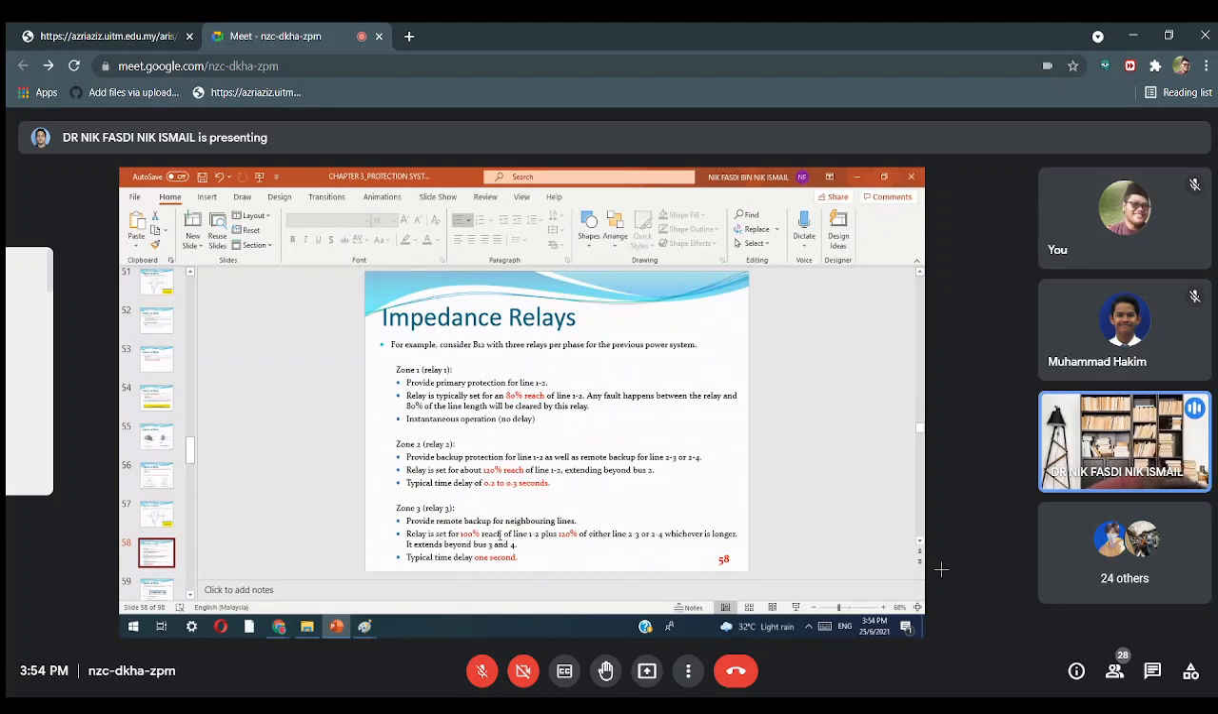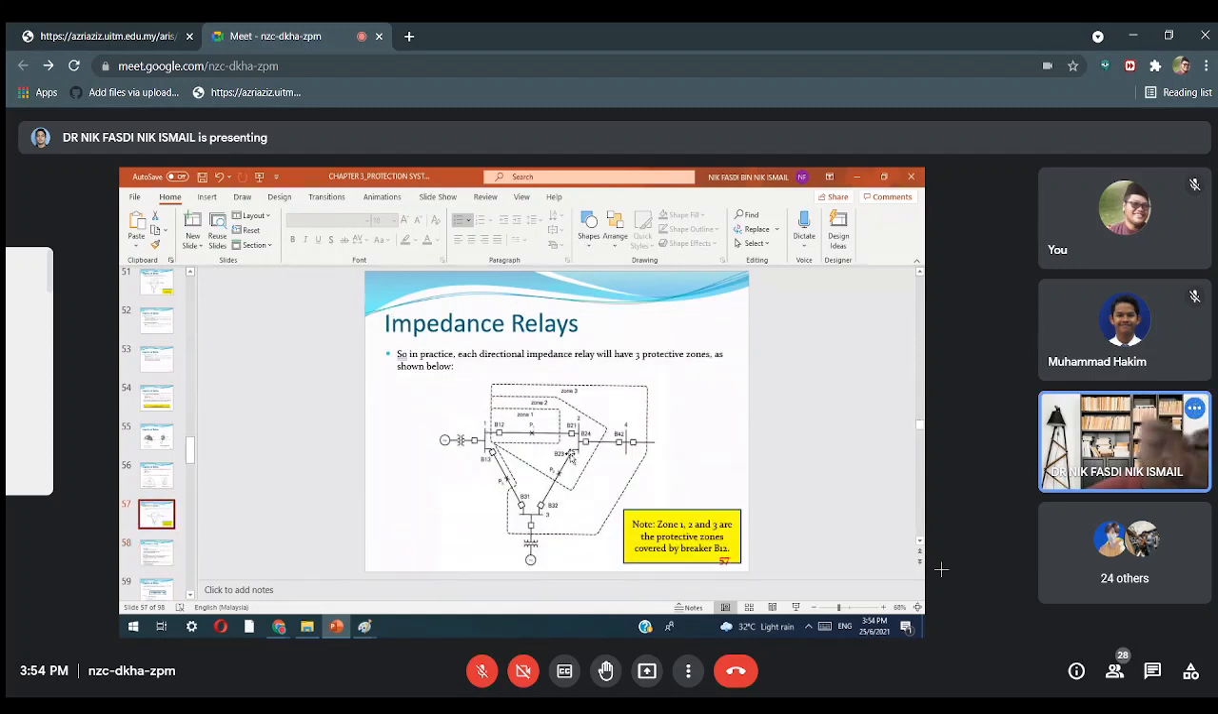Zone 3 provides remote backup for neighboring lines. Relay is set 100% reach line. So that means 100% of 1, 2 plus 130% of either 2, 3 or 2, 4, whichever is longer. It extends beyond bus 3 and bus 4. Typical delay is 1 second. So coming to here, for bus 3, it will cover 100% of line 1 to 2. Okay, and then we have to choose between 2 and 4, 2 and 3, whichever is longer.